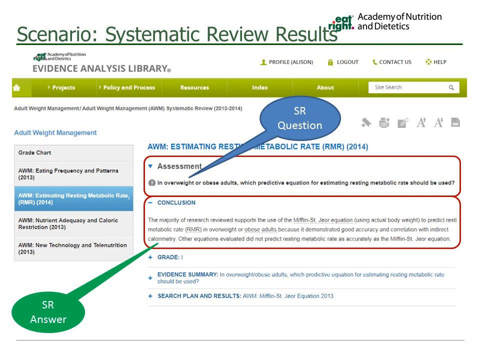Then you have the conclusion statement below that, which, as I told you, is a summary of the evidence that was reviewed and approved by our content expert work group. So in this case it says, the majority of research reviewed supports the use of the Mifflin-St. Jeor equation using actual body weight to predict resting metabolic rate in overweight or obese adults because it demonstrated good accuracy and correlation with indirect calorimetry. Other equations evaluated did not predict resting metabolic rate as accurately as Mifflin-St. Jeor. So that's terrific. So now you have a very clear, concise, evidence-based answer.